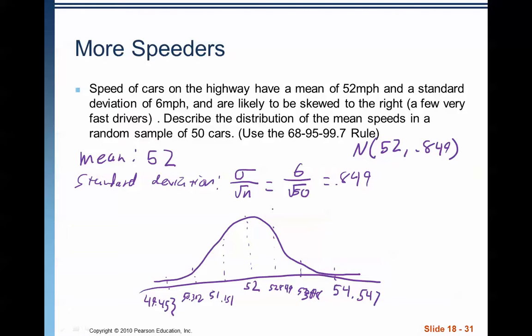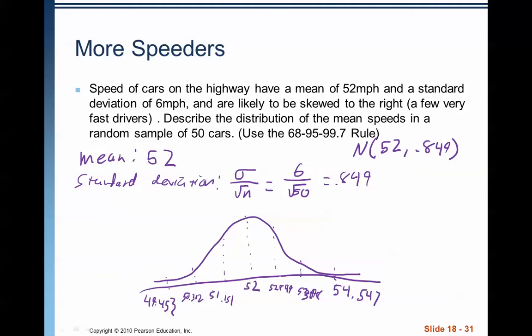We can say that 68% is between 51.151 and 52.849. 95% is between 50.302 and 53.698. And 99.7% is between 49.453 and 54.547.